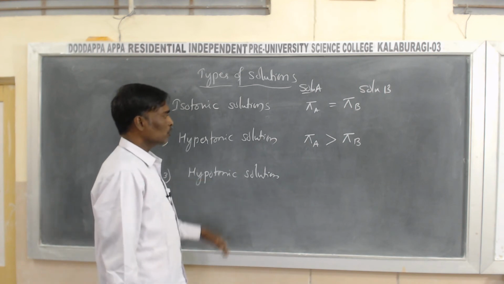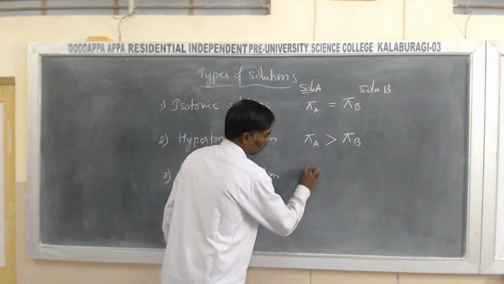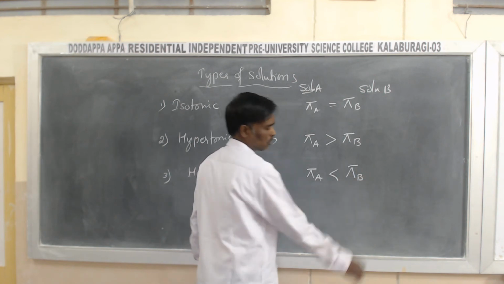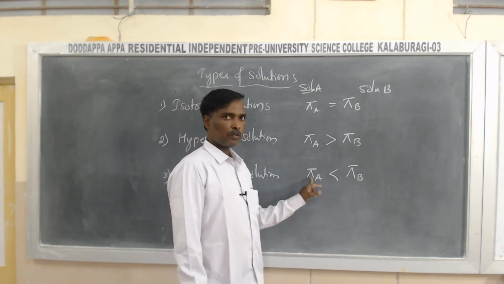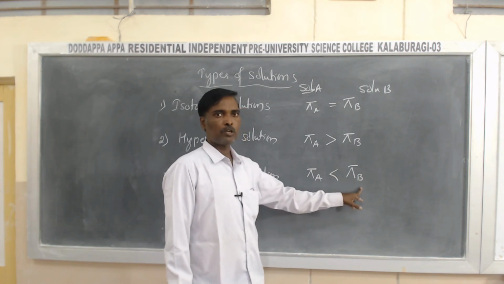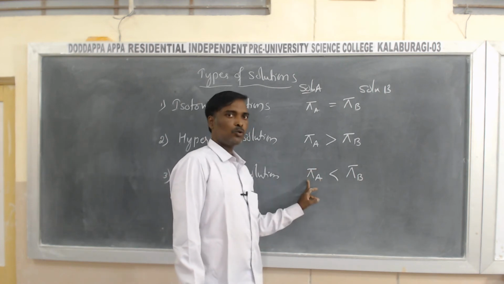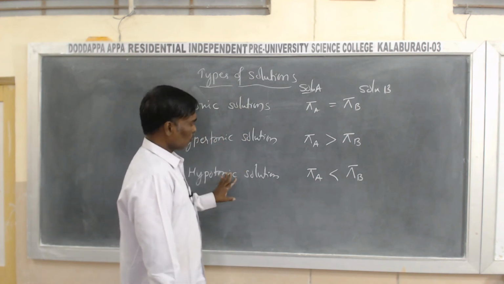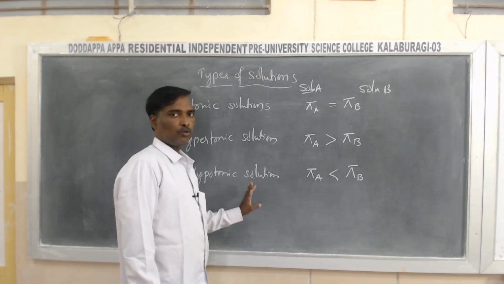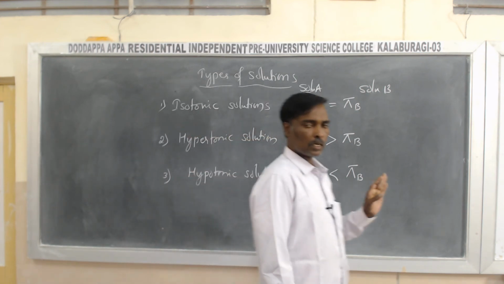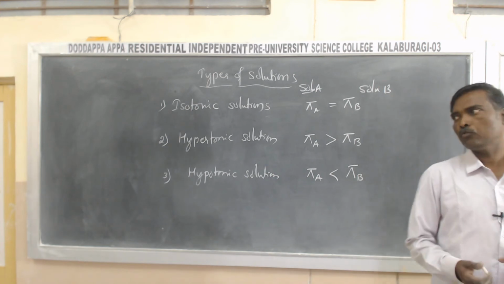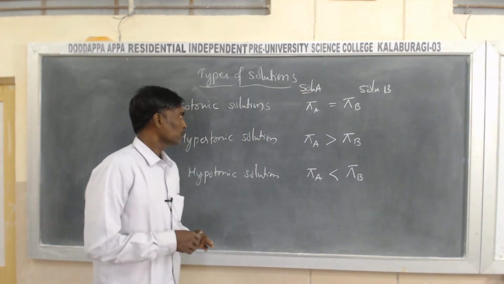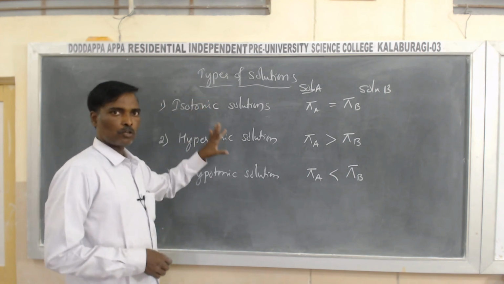Next is the hypotonic solution. Here the osmotic pressure of that solution is less than the osmotic pressure of the other solution. If so, then we call that solution a hypotonic solution. So you can also define it like that: any solution whose osmotic pressure is less compared to the other solution is a hypotonic solution. So these are the three types of solutions which are very helpful for solving numericals.